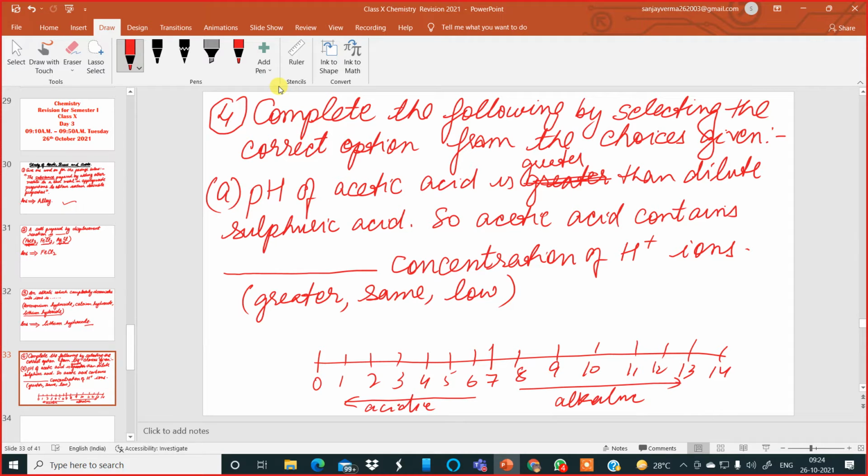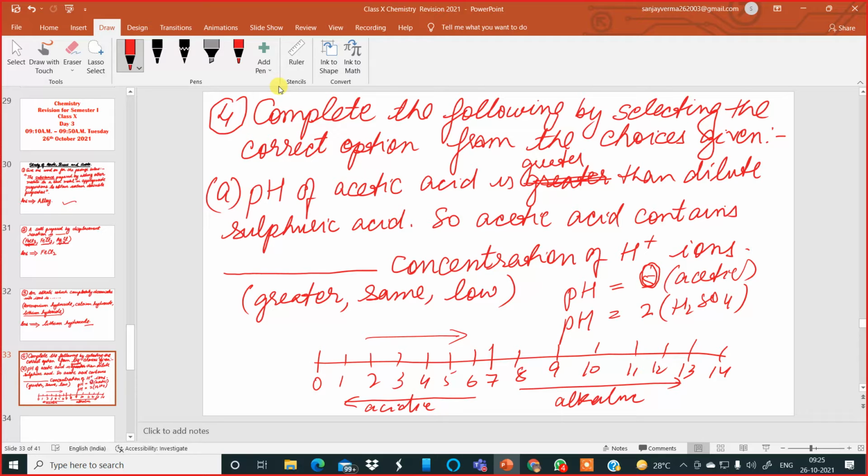So greater means it is towards 7. Okay. If I write pH of acetic acid, say it is 5. This is for acetic acid. If I write pH of dilute sulfuric acid, say I write 2. This is sulfuric acid. So which one is greater? Acetic acid is greater, no? pH value is greater, pH 5. Are you getting it?